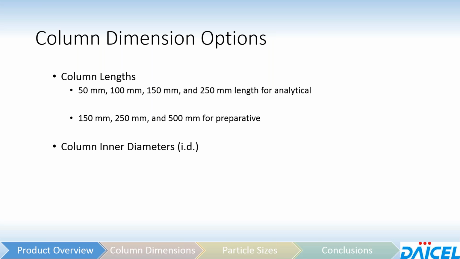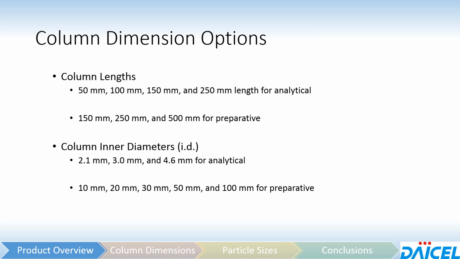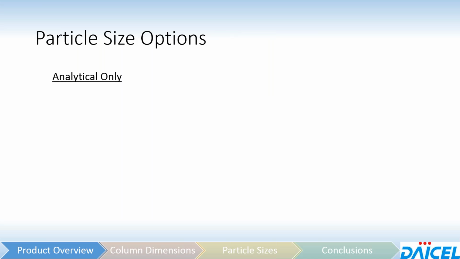For column inner diameters, which I will most likely be referring to as ID from here on out, for analytical columns, we're looking at 2.1, 3, and 4.6 millimeter IDs. And for preparative scale, anything from 10, 20, 30, 50, all the way up to a 100 millimeter ID column. And particle sizes, I broke down into analytical versus preparative scale.